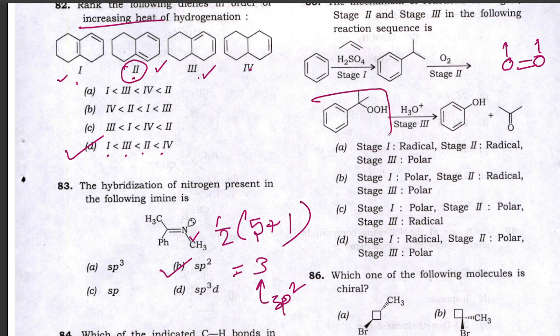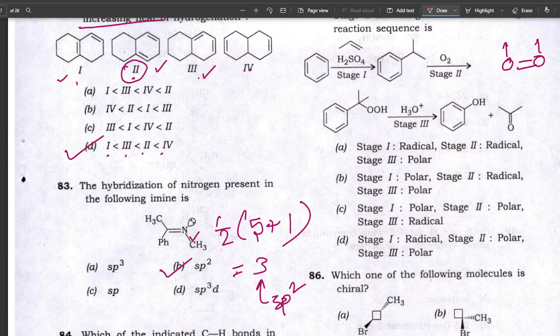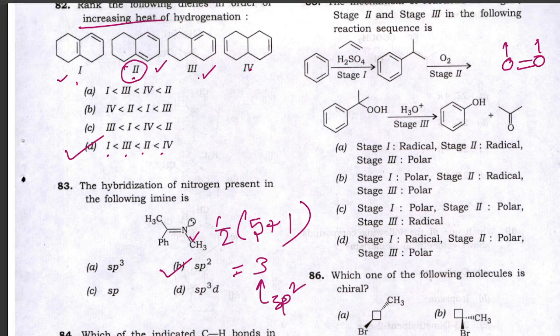This is the cumene hydroperoxide, and at a later stage, in stage 3, when H3O plus, the acid, is added, the OH of this cumene hydroperoxide will protonate and neutral water will eliminate, and simultaneously the phenyl group will migrate. So this is a kind of rearrangement reaction where you will get the phenol. So we can see that the middle stage, stage 2, is the only radical one.